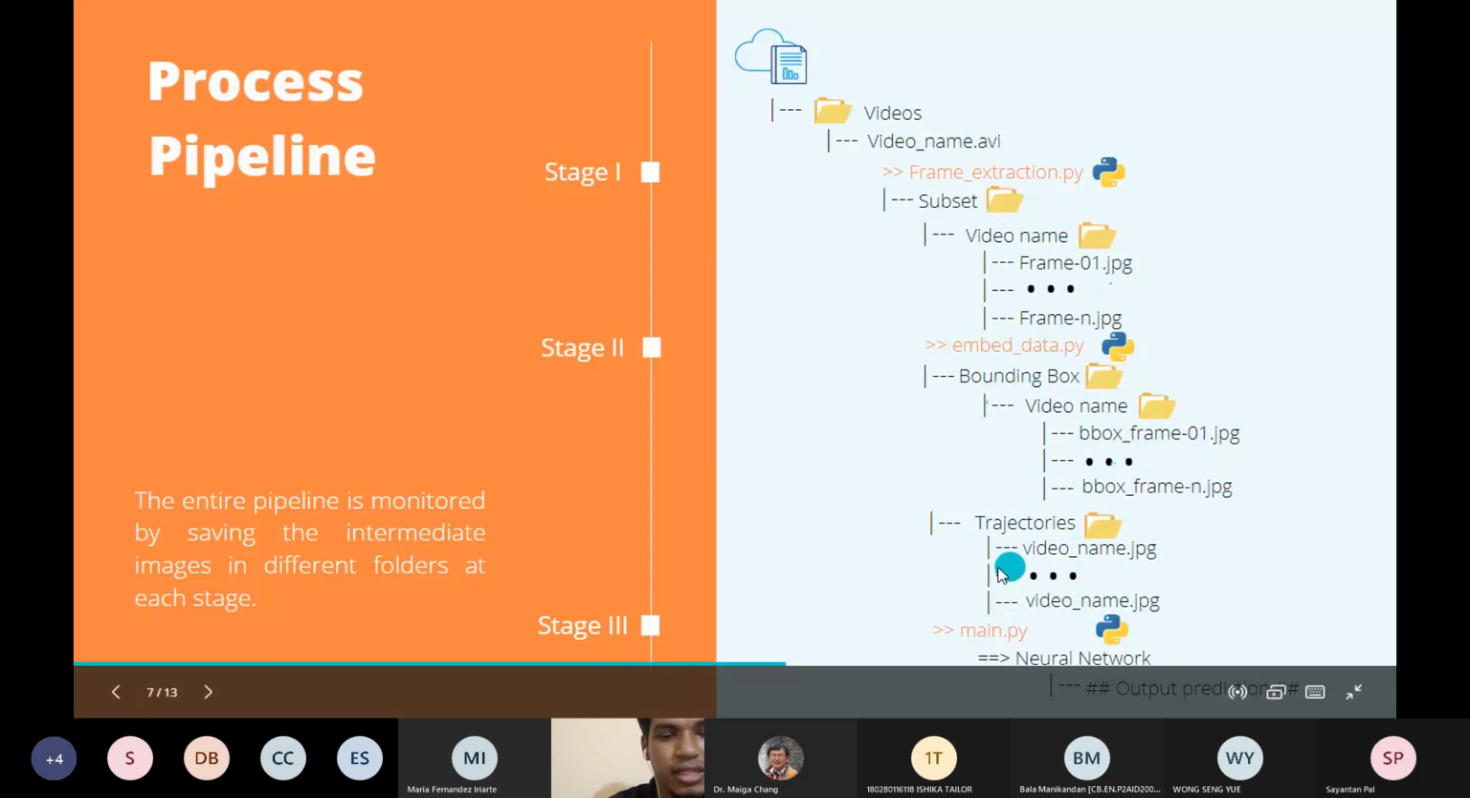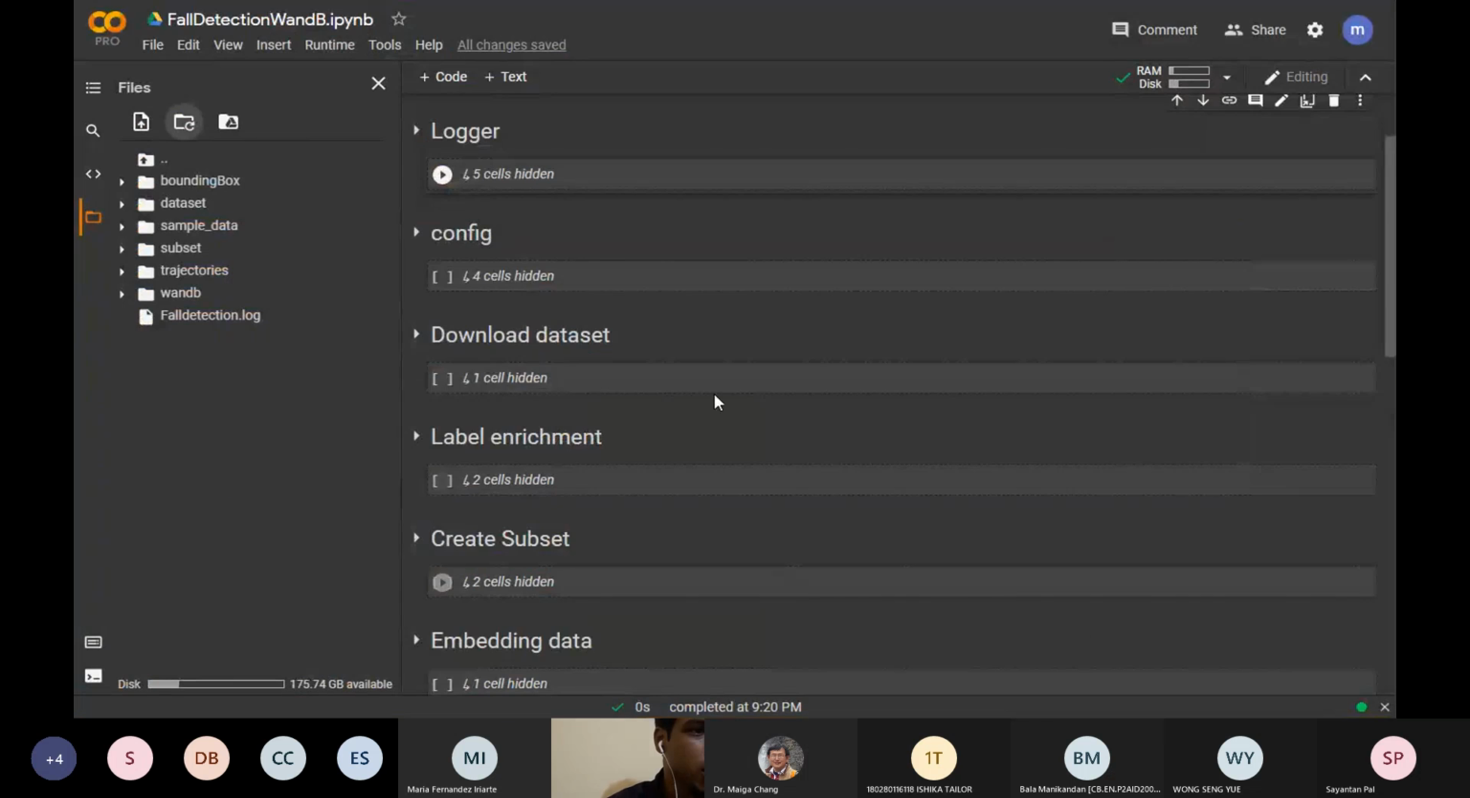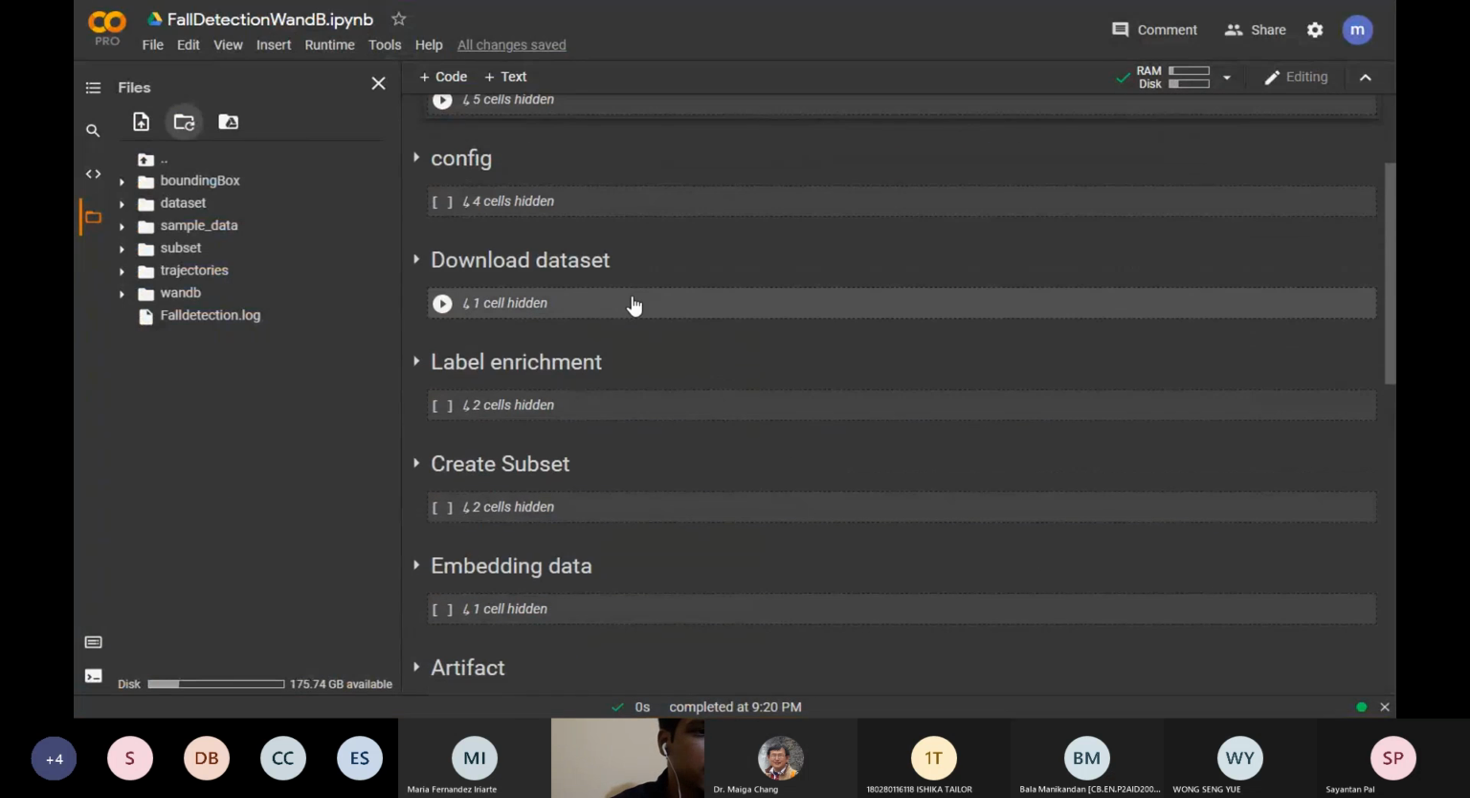The third stage consists of the neural network part, where we pass the trajectory image to the neural network for the prediction. So let me show you the code. This is the first stage.